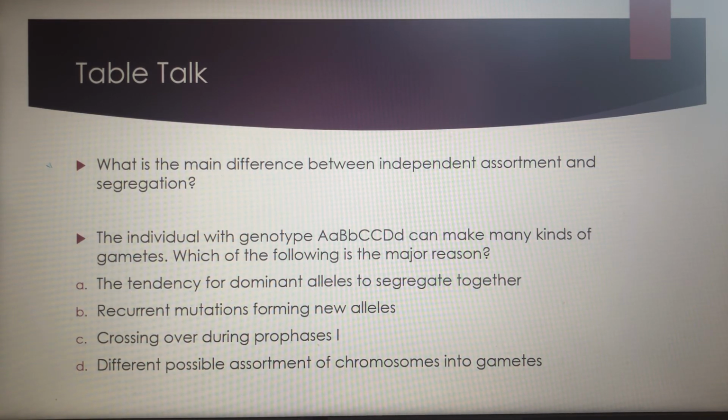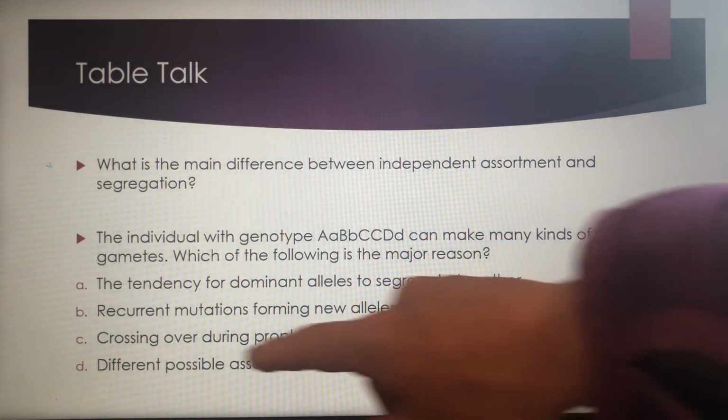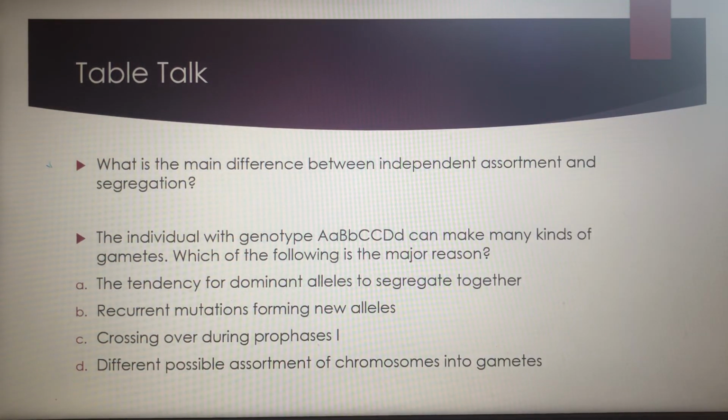Crossing over occurs during prophase 1. Well, that does occur. Different possible assortment of the chromosomes into the gametes. This is what we're really looking for. That is the most correct answer, D.